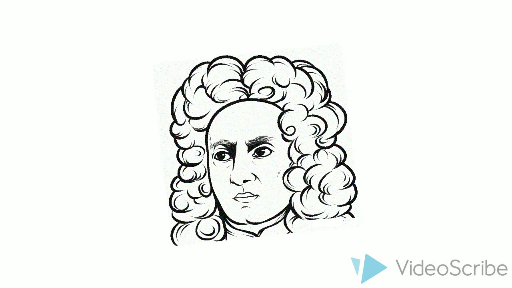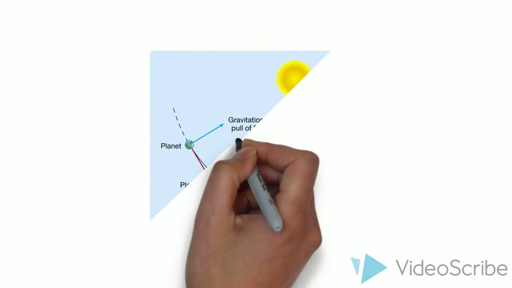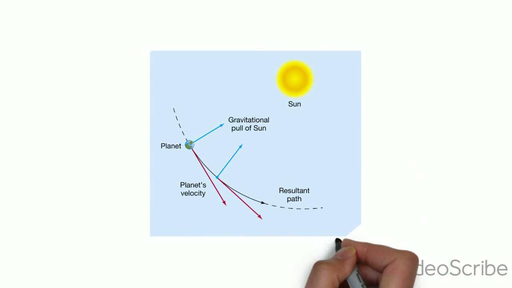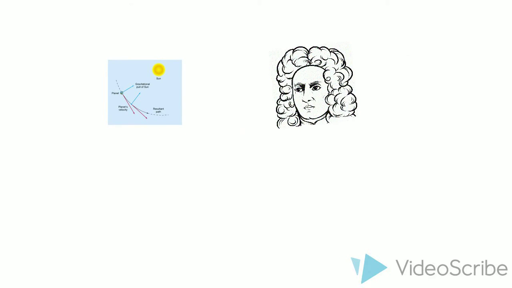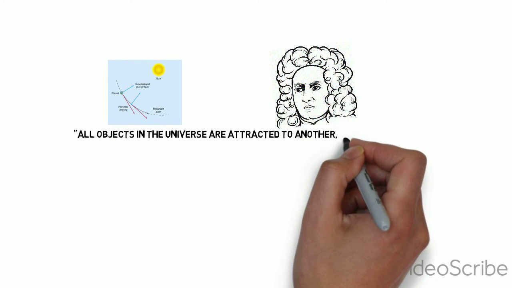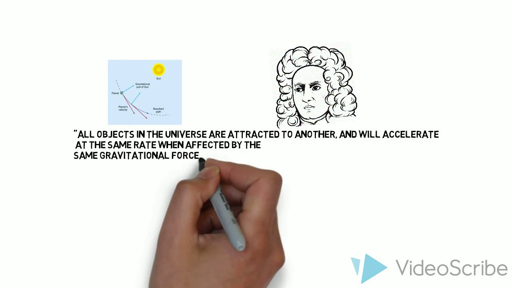Galileo's discovery inspired Isaac Newton to further explore this concept, and later discover the law of universal gravitation, as well as mathematical principles behind gravity. Newton's law of universal gravitation states that all objects in the universe are attracted to one another, and will accelerate at the same rate when affected by the same gravitational force.